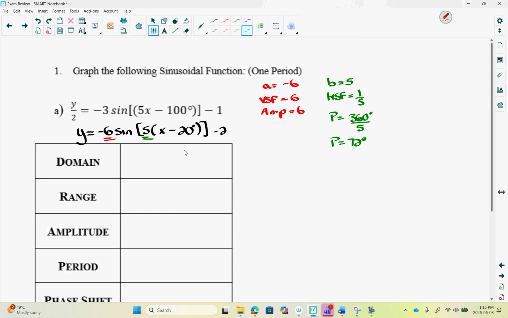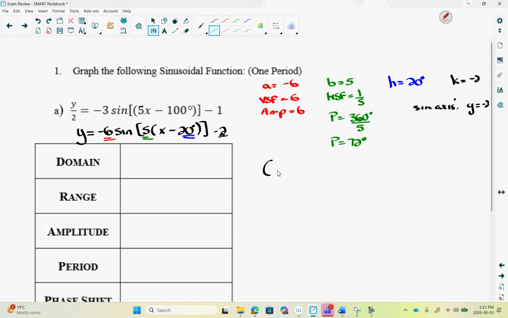What's the H value? 20 degrees to the right, to positive 20. When you take it out of the brackets, you change its sign. What's the K value? And that would mean the sine axis would be at y equals negative 2.